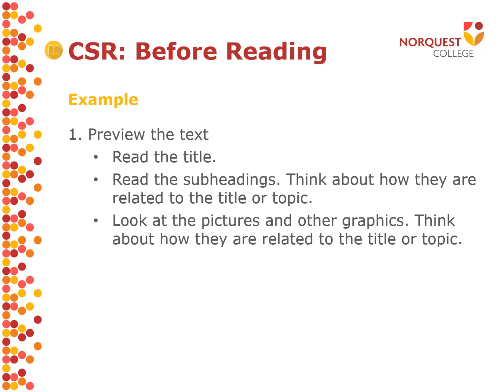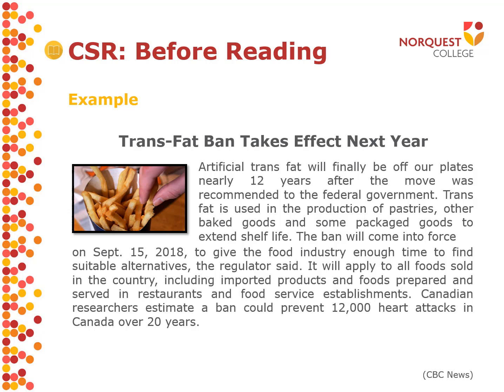So first, the student would preview the text. We encourage them to read the title, read subheadings, and look at other pictures and graphics to think about how all of these relate to the title and relate to the topic. So the title of this text is Trans Fat Ban Takes Effect Next Year. With this text, you could ask students what they already know about trans fats, if they've heard about it before, even what the word makes them think of. If a student is unsure, you can point them to something like the picture and help them see how the picture maybe gives us an idea of what a trans fat might be and what might be being banned.